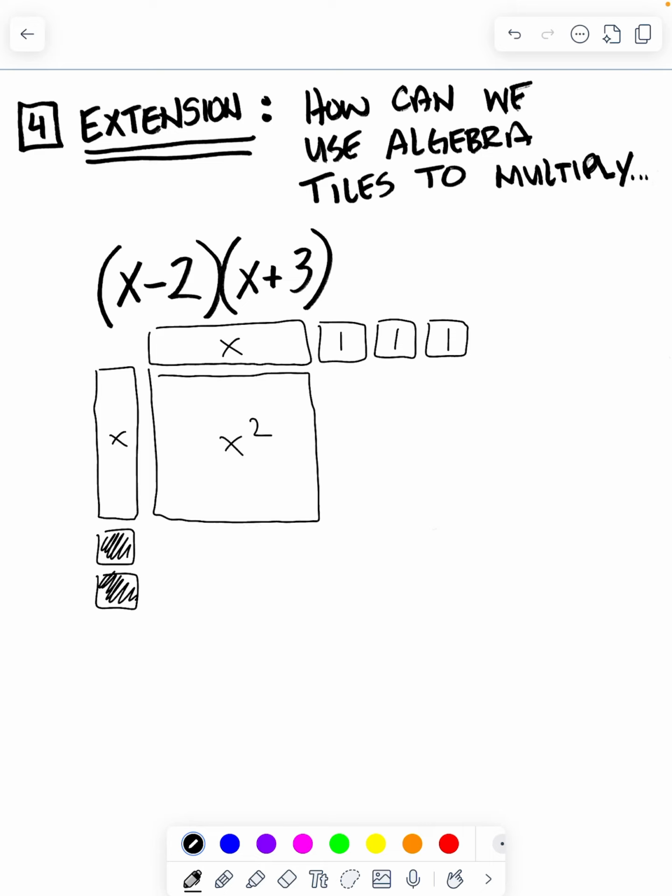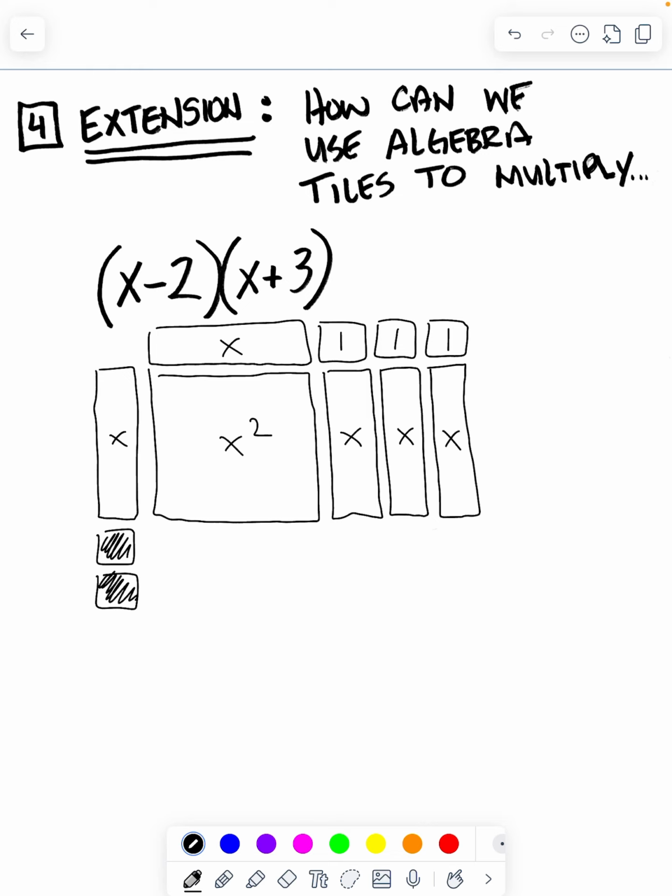Now on this side, we have a 1 times x. So we have a long from the x and then a short from the 1. So we get an x rectangle. And then we have another one here because there's another 1 up top. So we have another x and then a third one, a third x, because we have to accommodate for the 3 1s on top.